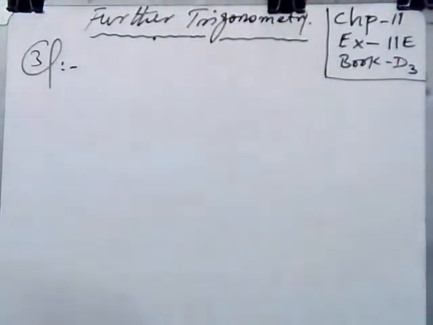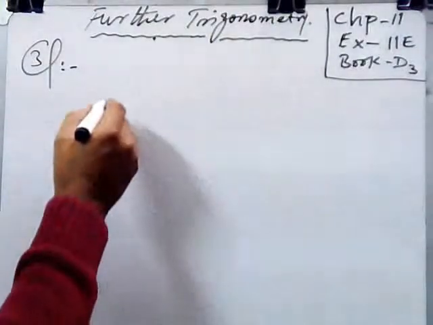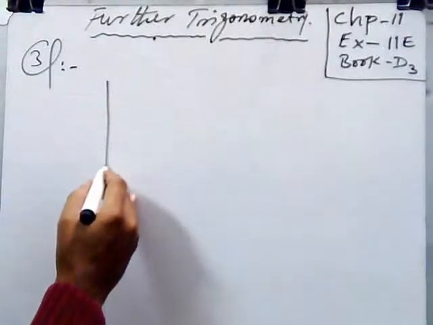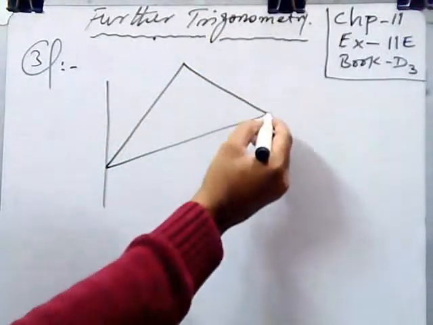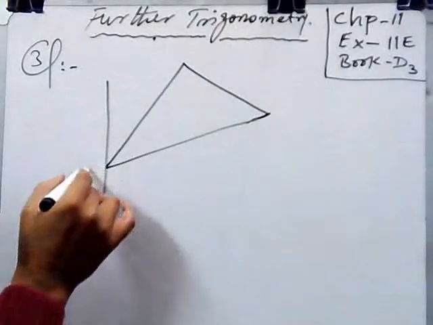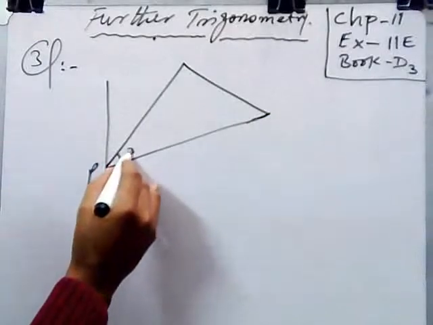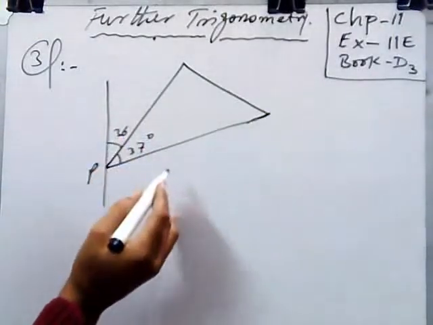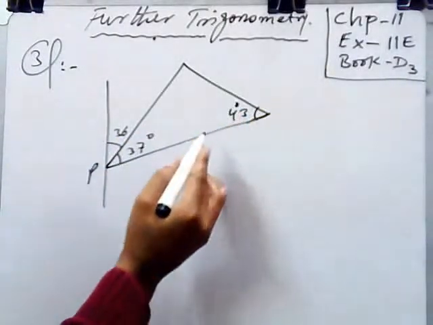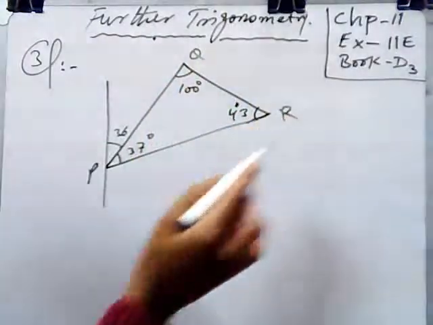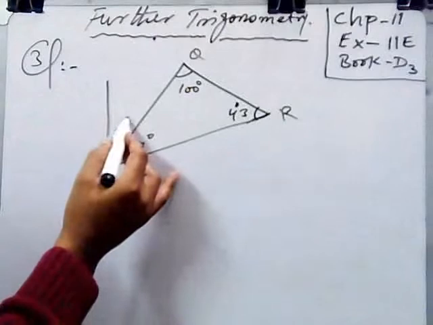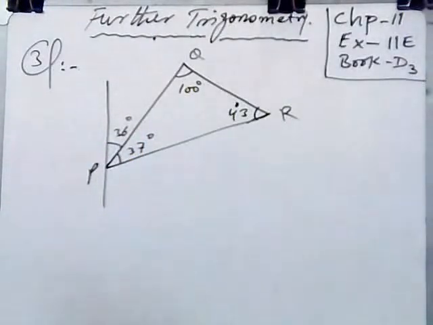The figure shows the position of P, Q, R, and we have to find the bearing. So for example, that one is your diagram which is given to you, and that is your point P. Here is your 37, here is 36 and 43 degree, and this one is 100 degree. So the names are P, Q, R. The question is this: the figure shows the position of P, Q, R. State the bearing of Q from P and P from Q.